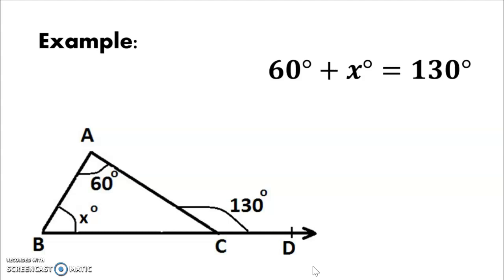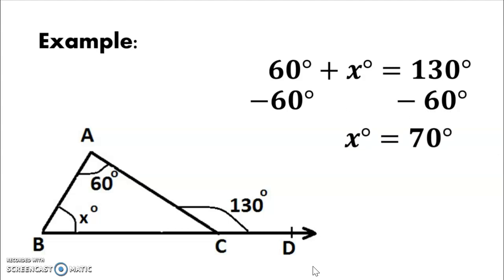In order to solve for x in this case, we would have to subtract 60 degrees on each side. What is the measurement of the other remote interior angle? You got it! The other remote interior angle is 70 degrees.